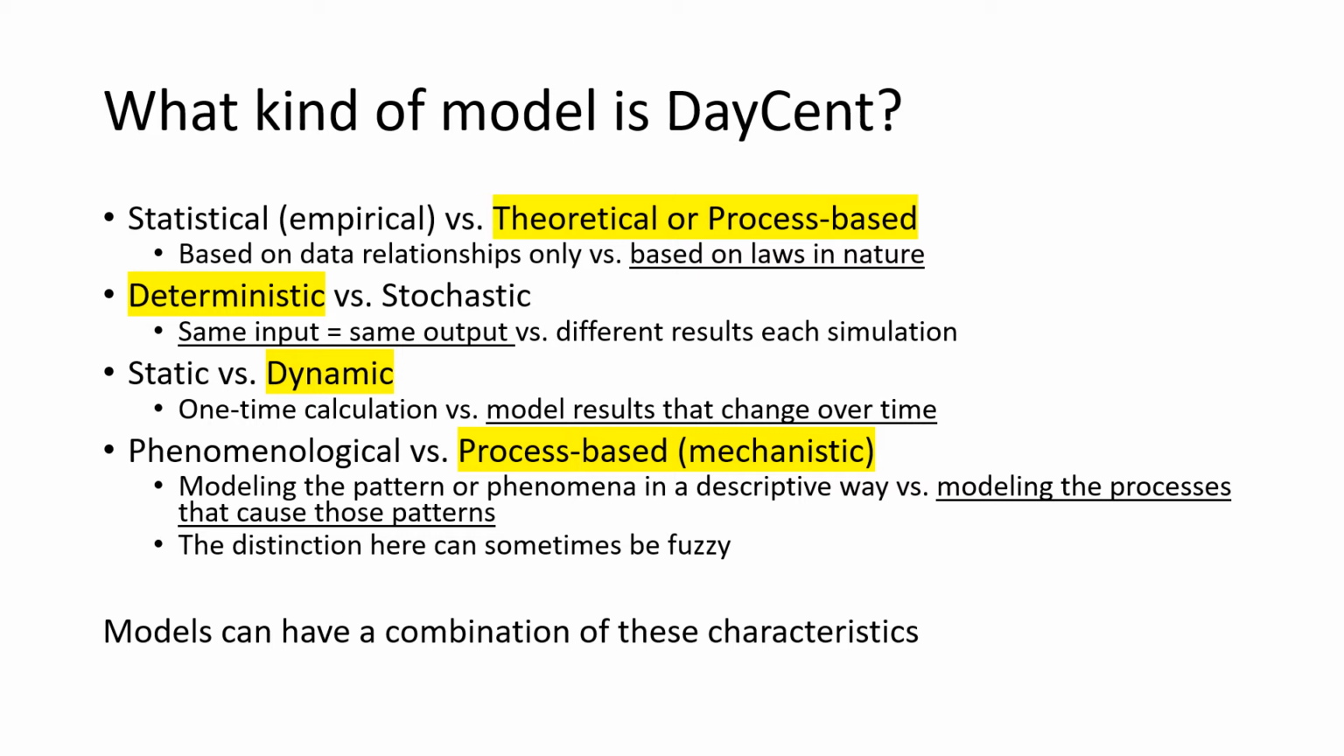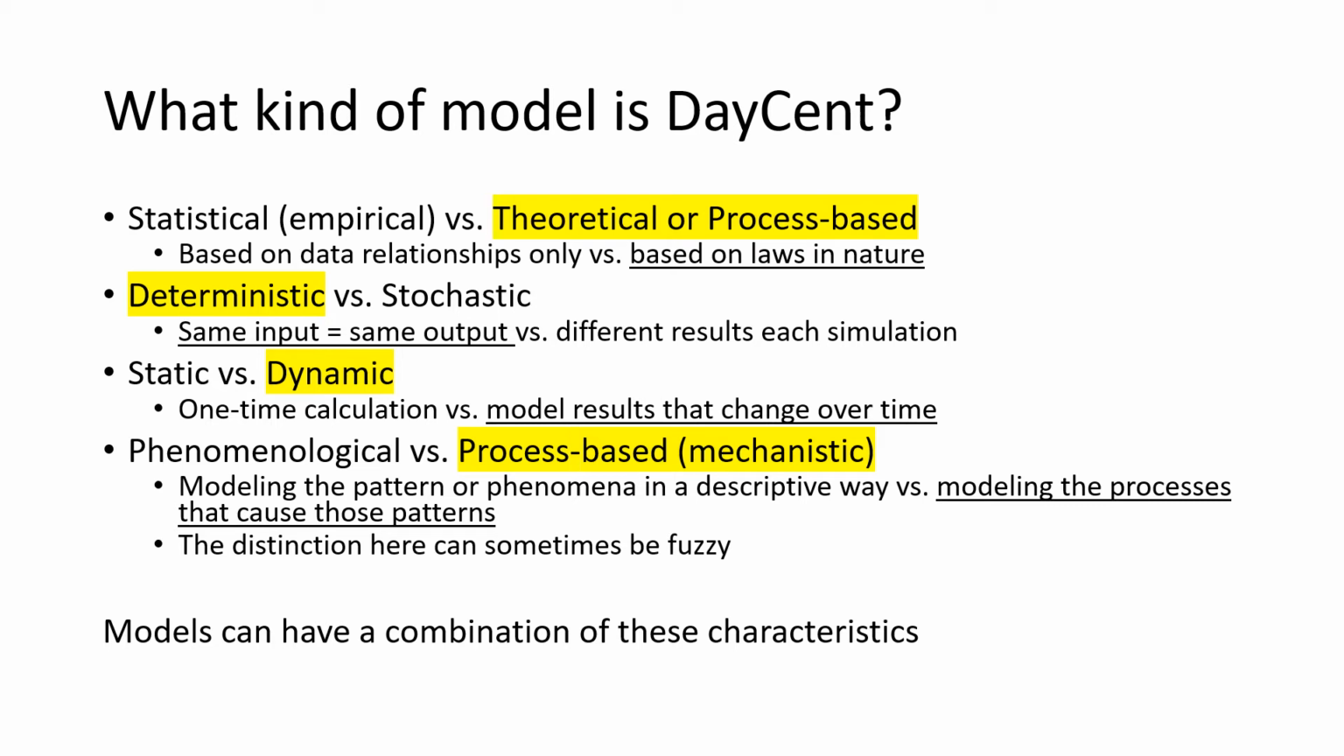There's deterministic versus stochastic models, and DayCent is a deterministic model because the same input produces the same output. There's no stochasticity, there's no randomness in the DayCent model. Static versus dynamic. DayCent is a dynamic model because it changes over time. It runs at a daily time step, can run for thousands and thousands of years if you wish. It's not just a one-time calculation.